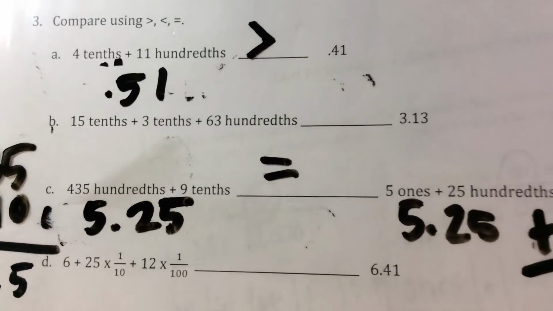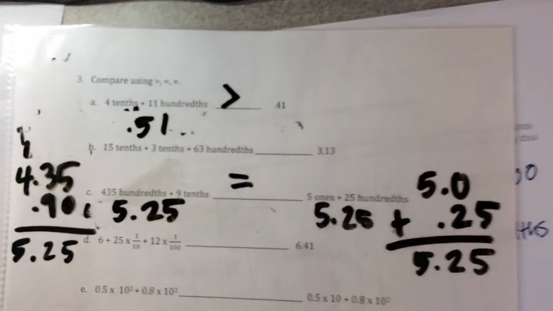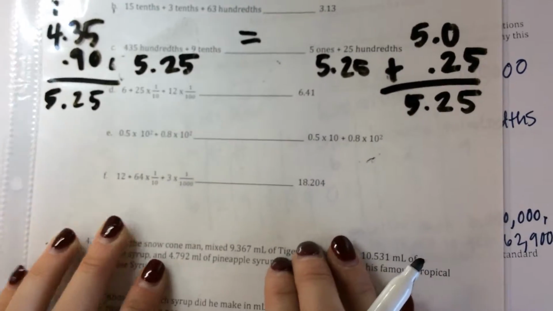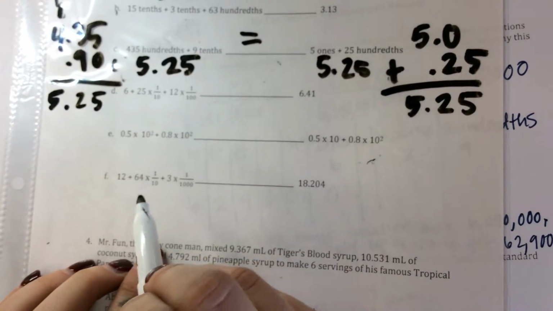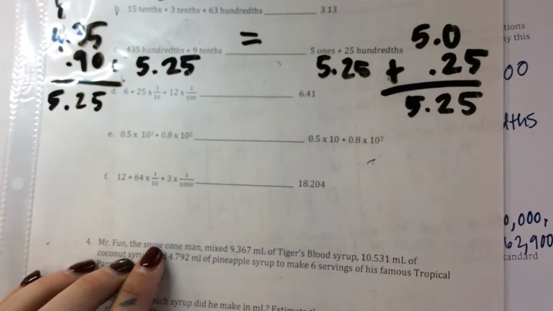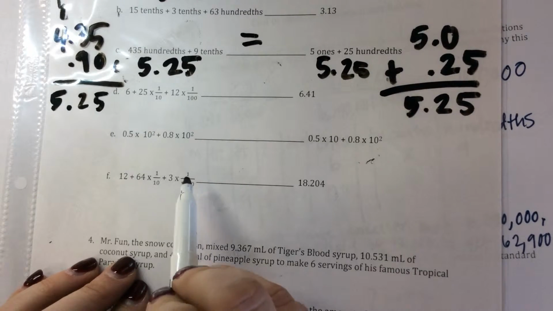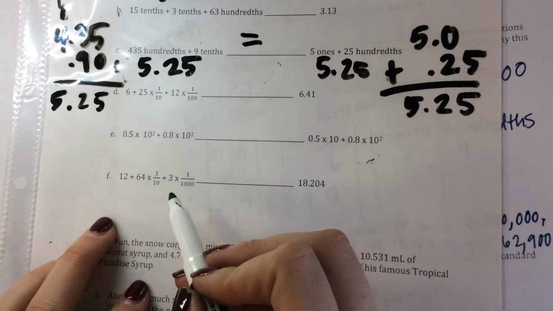Okay, let's go down. Let me zoom this out a little bit. The videos are so close. There we go. Okay. Let's do one of these down here. These are a little bit different. We have 12 plus 64 times 1/10 plus 3 times 1/1000. So let's just start with the first one.